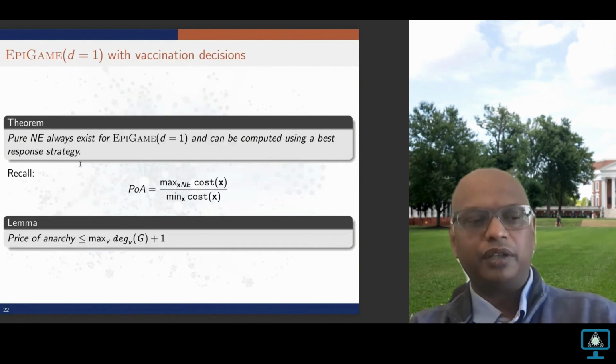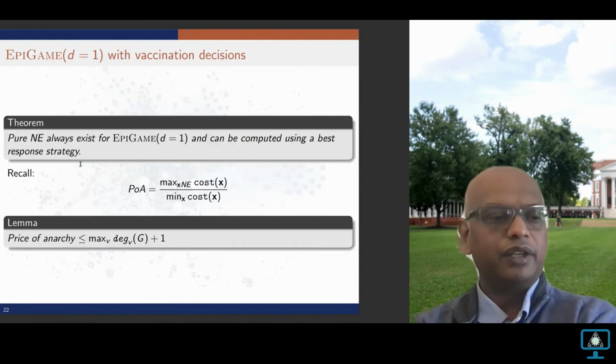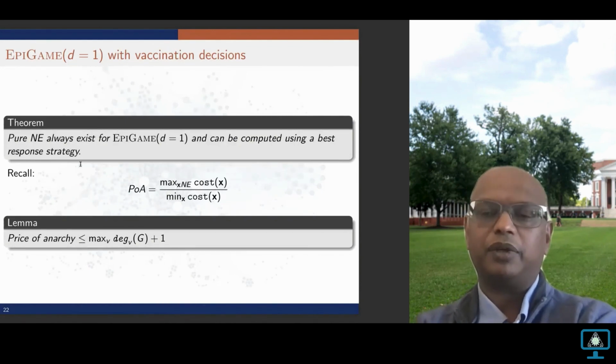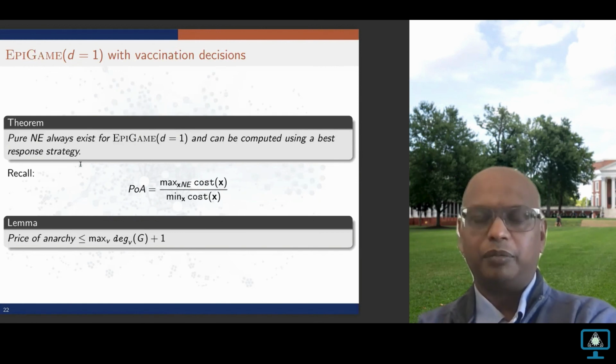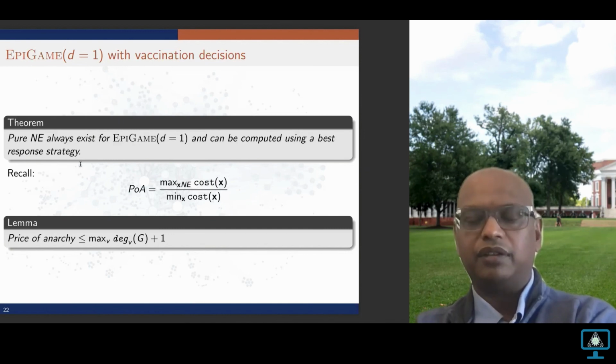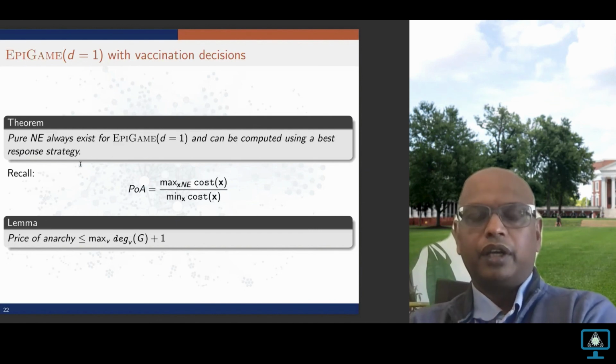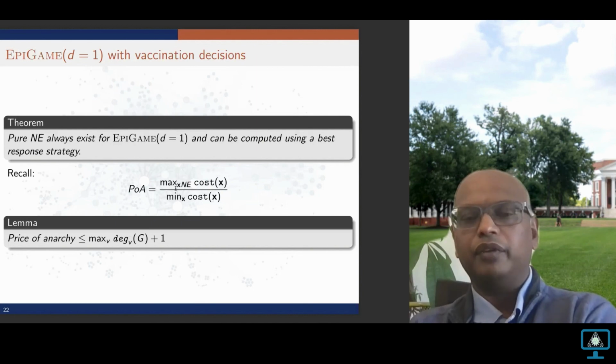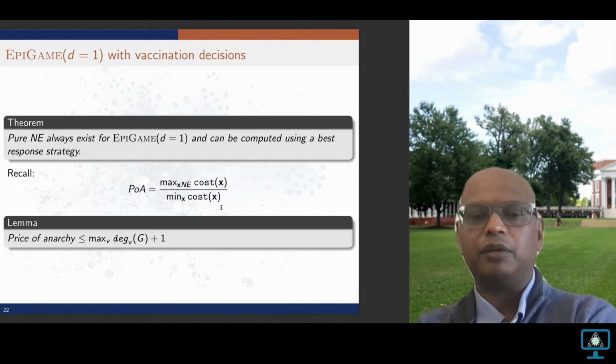So in this case, actually, we can show that pure Nash always exists, and it can be computed by a best response strategy. It's actually a potential game. One can come up with a potential function which always reduces if a dissatisfied node flips its strategy. And also there's a nice bound for the price of anarchy. Again, recall the definition. It's the maximum cost of any Nash to the social optimum. One can show that this is bounded by the maximum degree of a node in the graph plus 1.